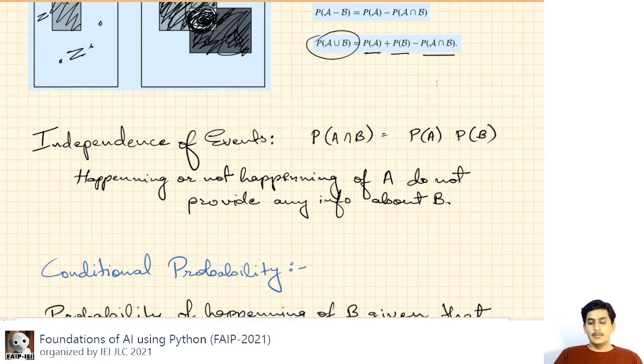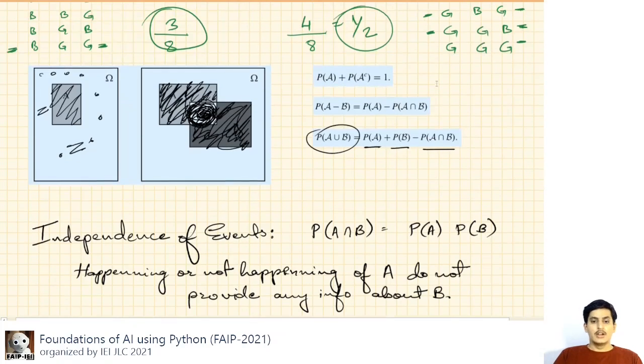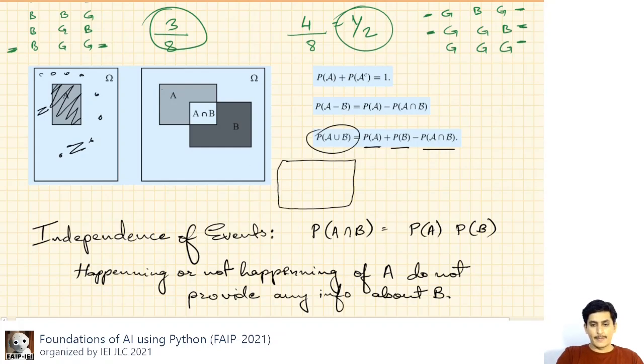Now we are talking about independence of events. So let's say there are two events A and B. Let me take another case for a moment, that this is A and this is B. Can I say that if there is a sample which is in A, then it is definitely not in B? Is that true?